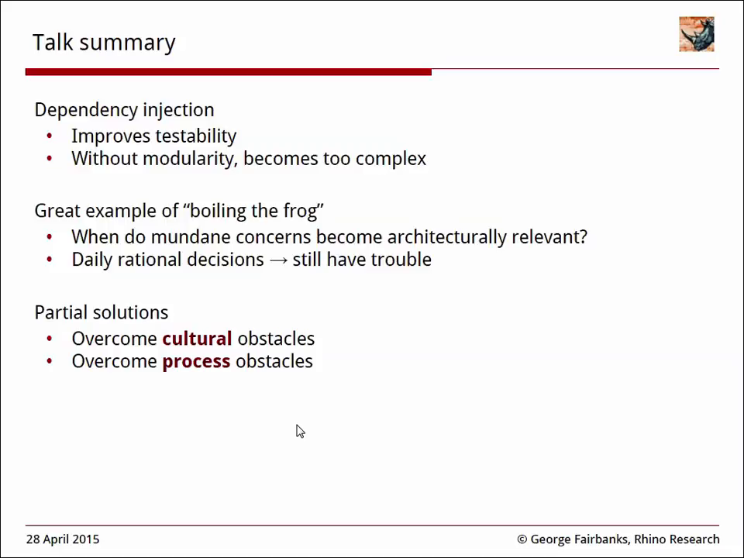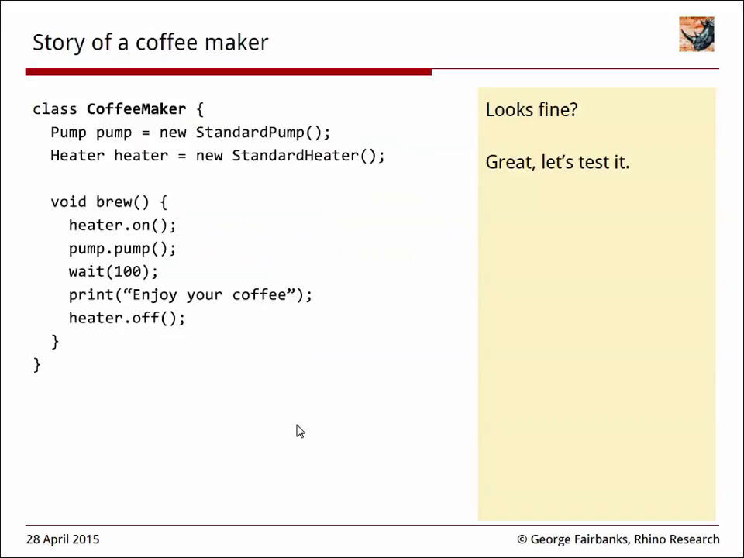And so the question becomes, at what point do we get in there and say we're going to architecturally intervene, or apply the knowledge that we've got about architecture to do something? I suggest a couple of partial solutions for this, which are to overcome some cultural obstacles to doing architecture in the middle of those iterations, and some process obstacles. Okay, so that's the cat out of the bag. If you're in the wrong talk, you can leave now.